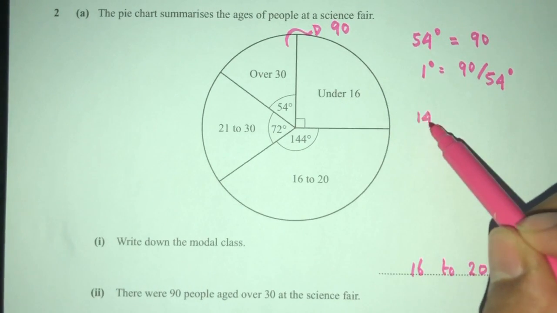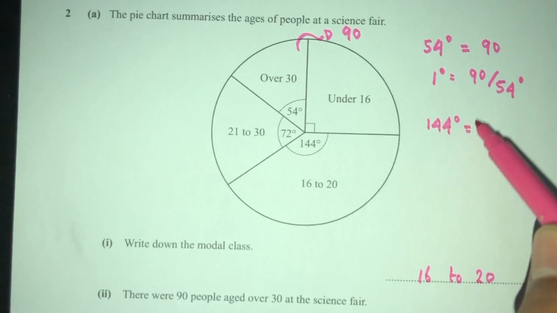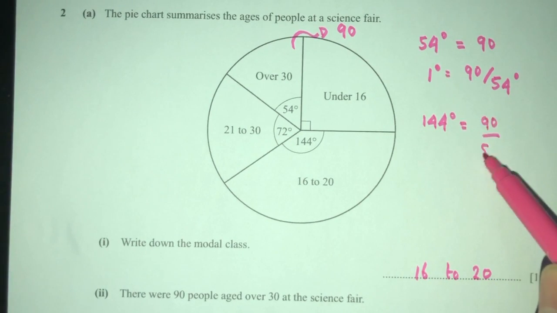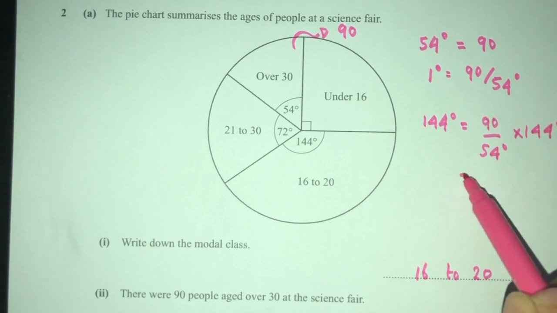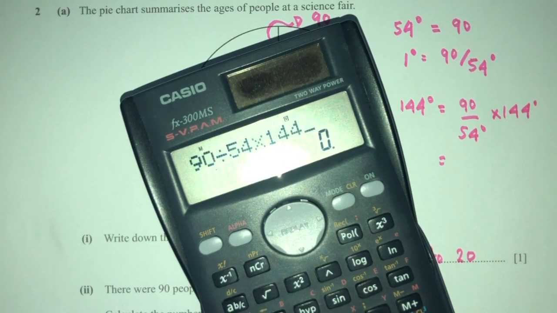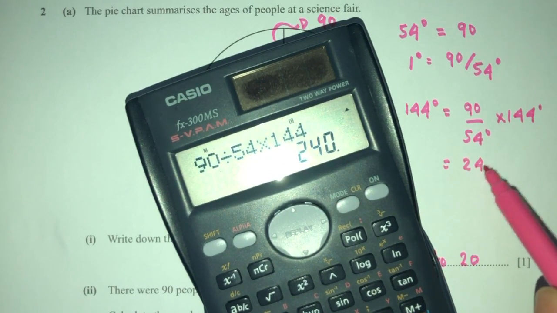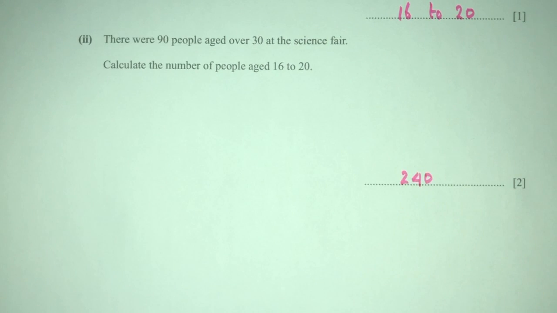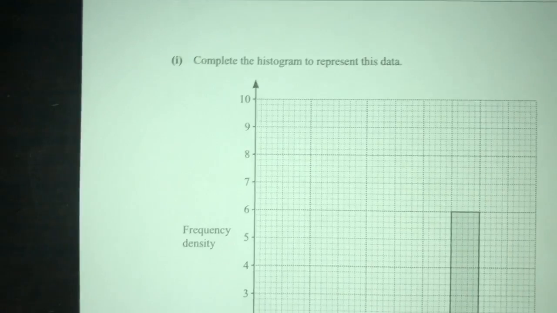So 144 degrees is what? We know 1 degree is that much, so 144 will be this much times 144, right? So let's do this. 90 divided by 54 times 144, that should be 240 as your answer. So part 2 right here will be 240. Okay. Now let's move on to part B of your questions.